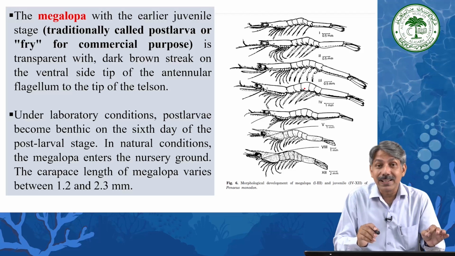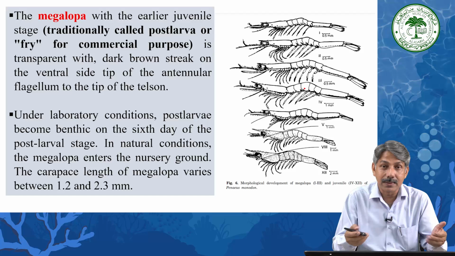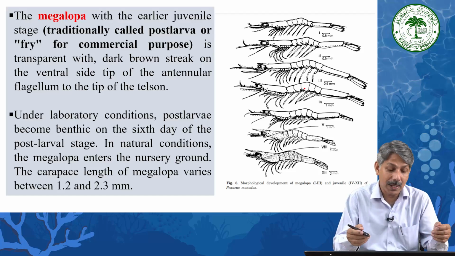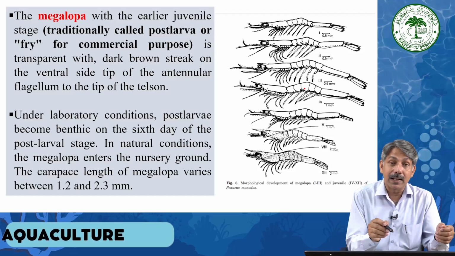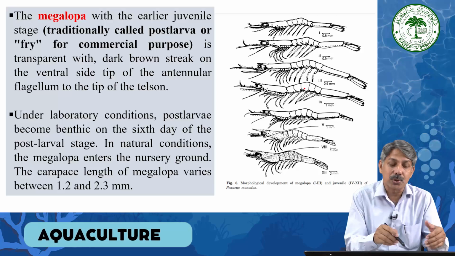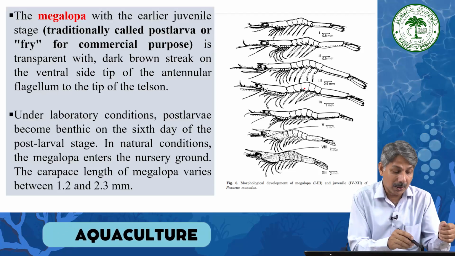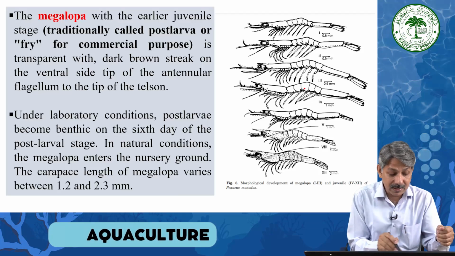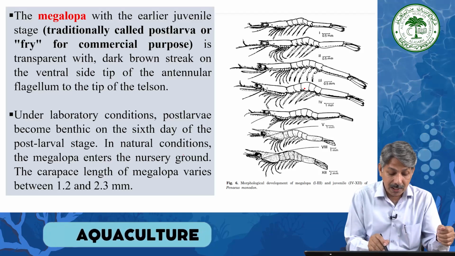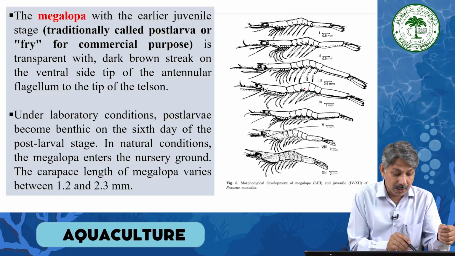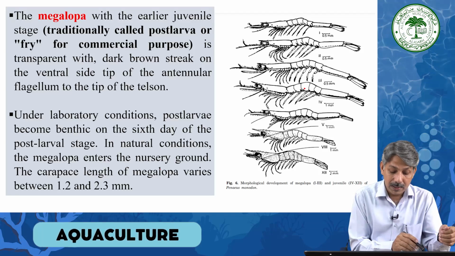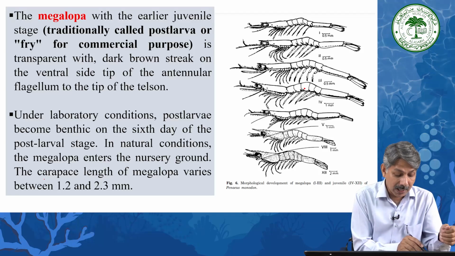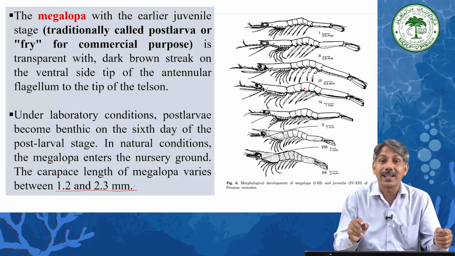They should be PL stages. If you are not getting PL stages, the chances of mortality increase, and the success of your culture may be adversely impacted. So be very particular in identifying the PL stages. Try to stock only PL stages, not below that. Under laboratory conditions, PL became benthic on the 6th day of PL stage. In natural conditions, these megalopa stages enter into the nursery ground, and the carapace length of megalopa varies between 1.2 to 2.3 mm.